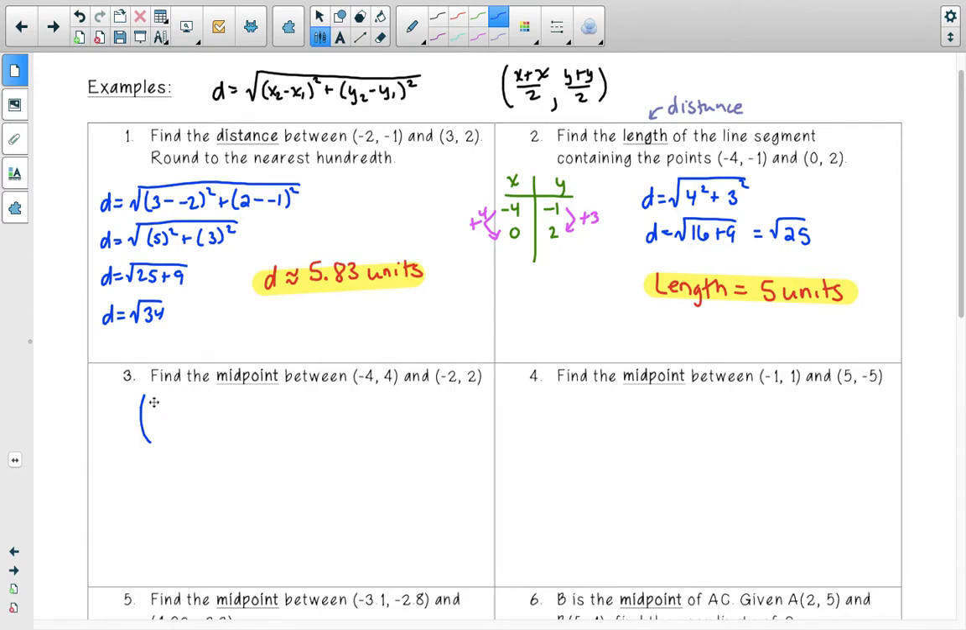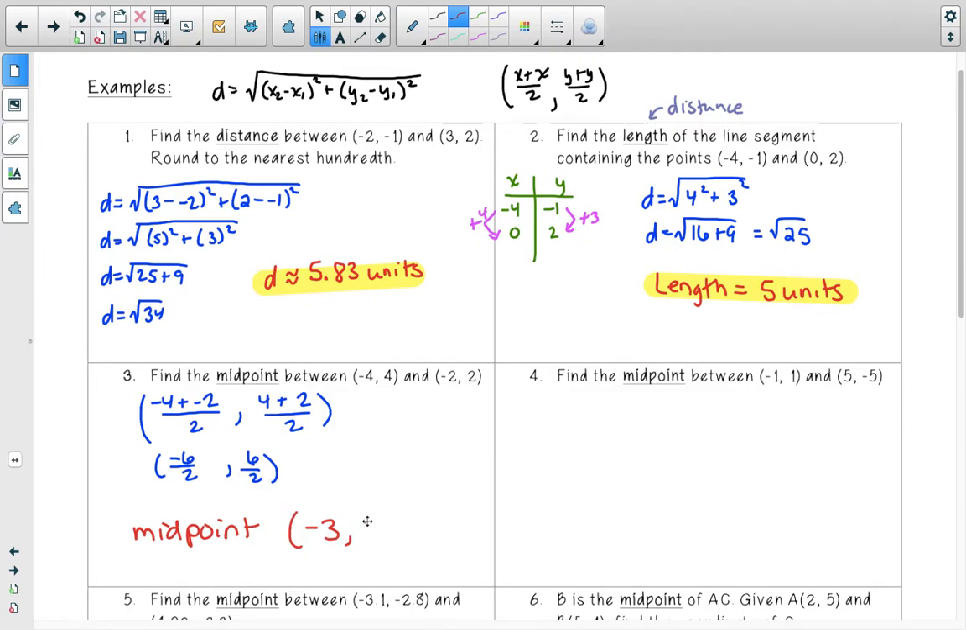So our x's are -4 plus -2, divided by 2, comma. Our y's are 4 plus 2, divided by 2. So we have -4 plus -2 is -6, divided by 2, comma. 4 plus 2 is just 6, divided by 2. And our midpoint, simplifying this, is a coordinate at -6 divided by 2 is -3, comma, 6 divided by 2 is 3. So our midpoint is at (-3, 3).